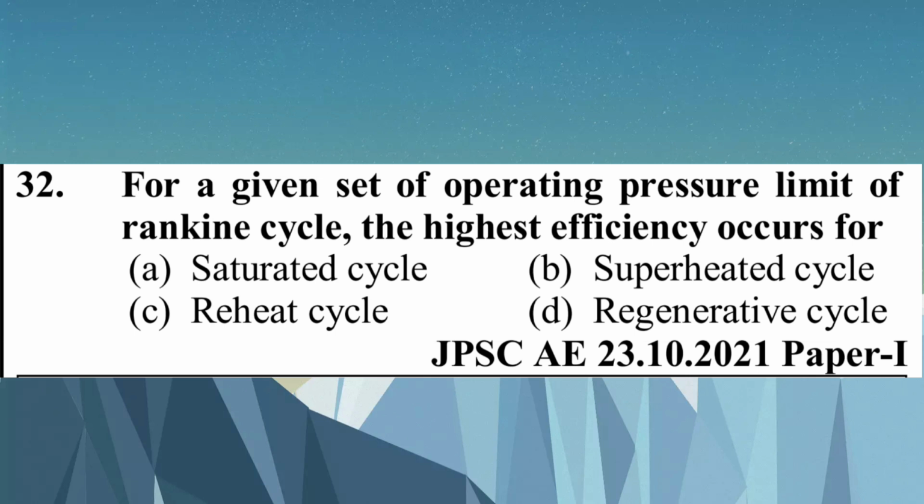Question number 32. For a given set of operating pressure limit of Rankine cycle, the highest efficiency occurs for A. Saturated cycle. B. Superheated cycle. C. Reheat cycle. D. Regenerative cycle. D. Regenerative cycle.